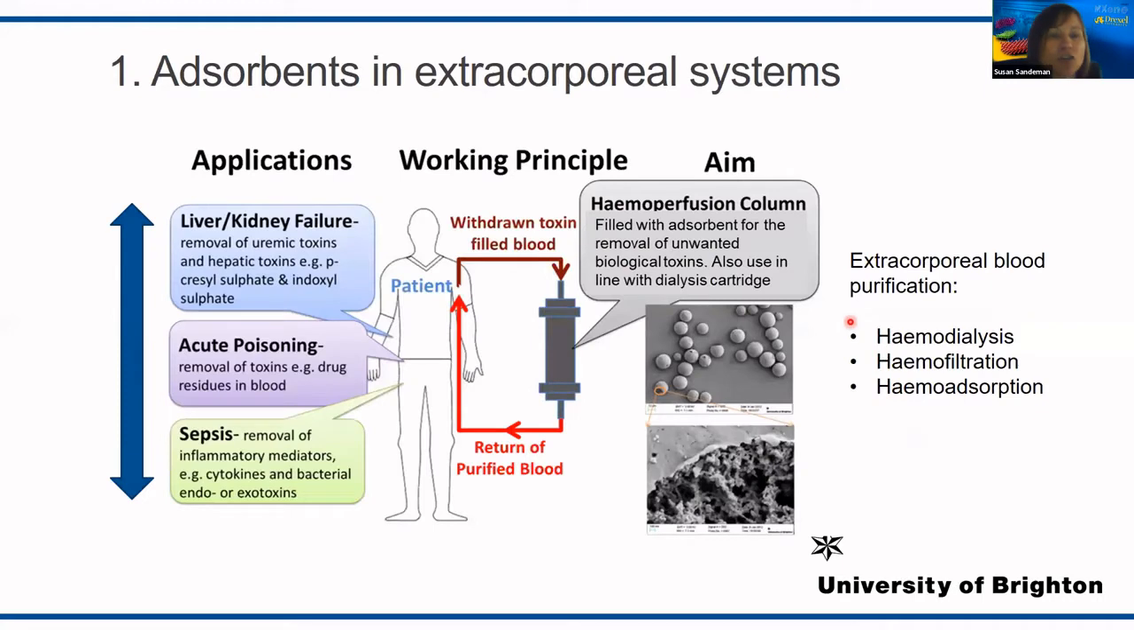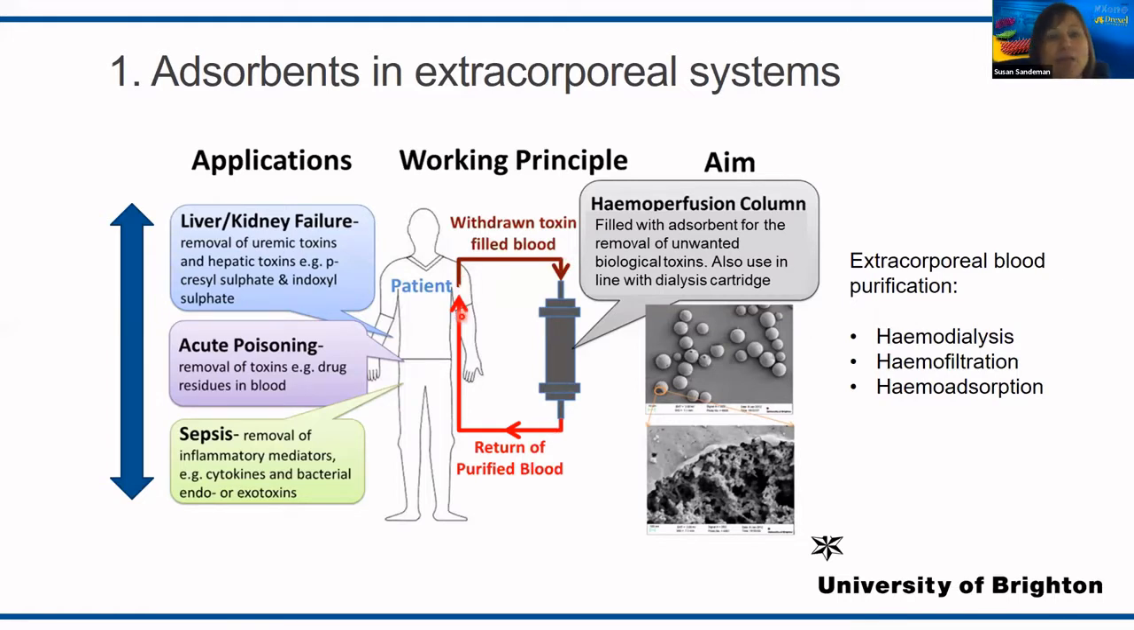So let's go on to talk about adsorbents in extracorporeal systems generally. So the principle of an extracorporeal adsorbent is that it filters the blood of unwanted toxins. And here we can see a simple hemoperfusion cartridge filled with an adsorbent, in this case, activated carbon beads. Blood is perfused through the system, detoxified, and returned to the patient cleansed.